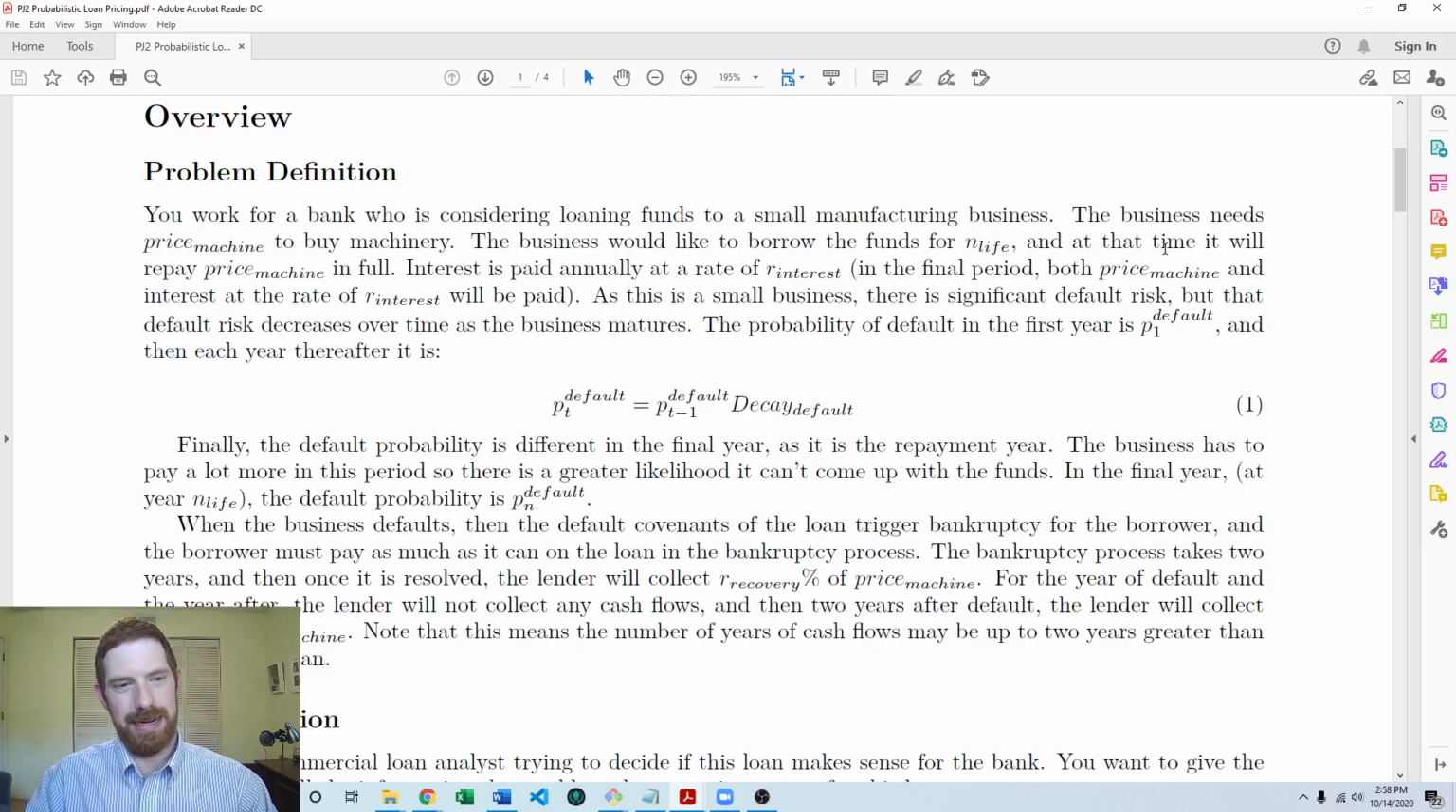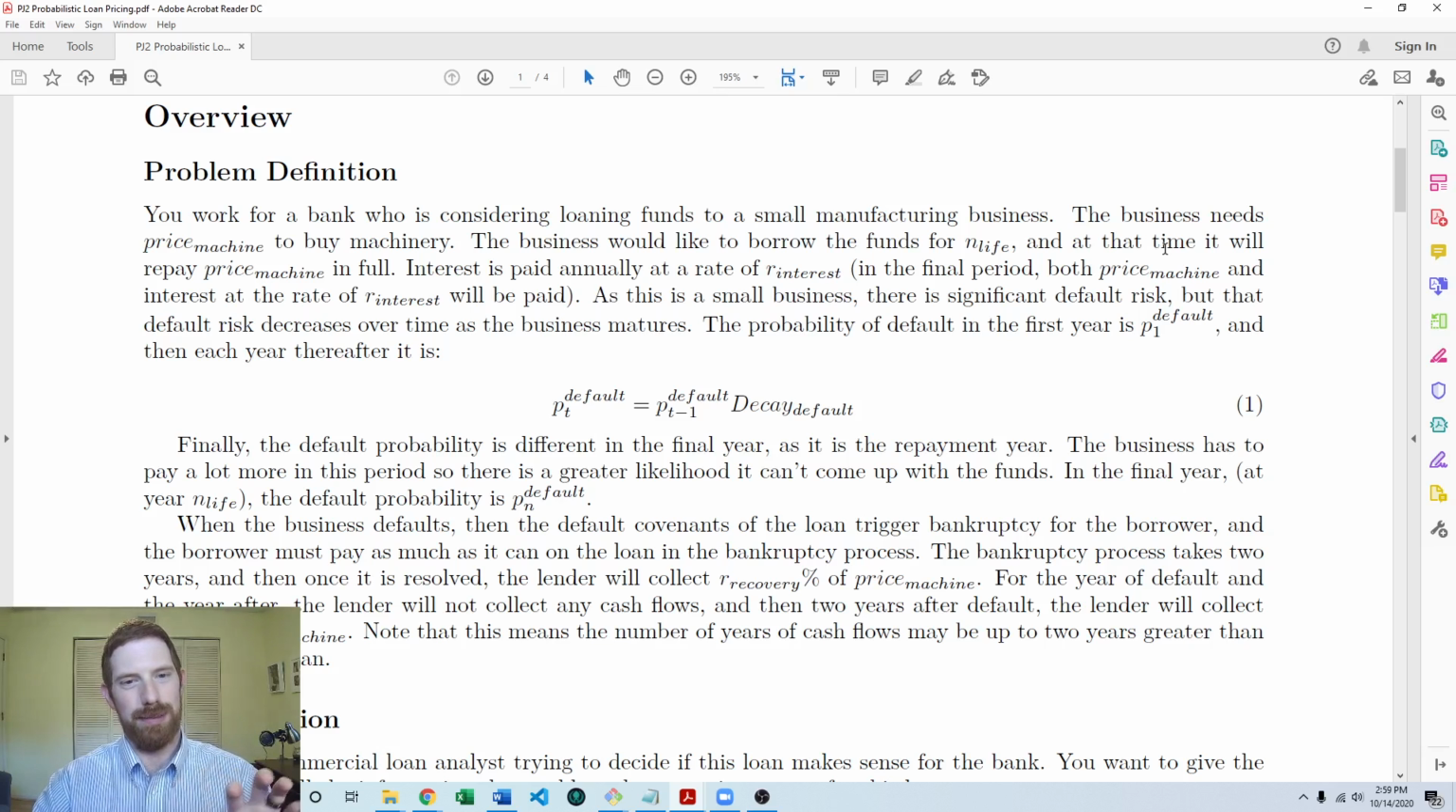So the idea here is that you're an analyst within a bank, and the bank is considering doing a loan to a small business. So this also gets into the whole debt area and decisions of lenders. The business needs to buy a machine. They want to borrow money to buy the machine. And then after some amount of time, they're going to repay that loan in full. The interest is paid annually at a certain rate based off of the amount that they borrowed.